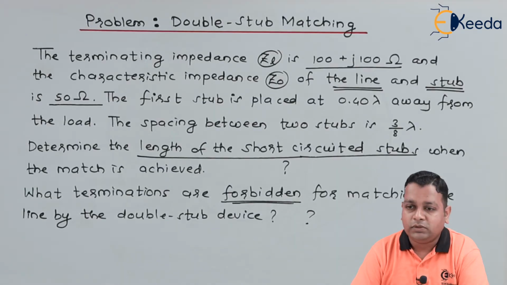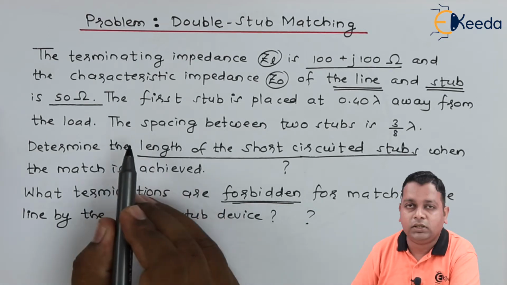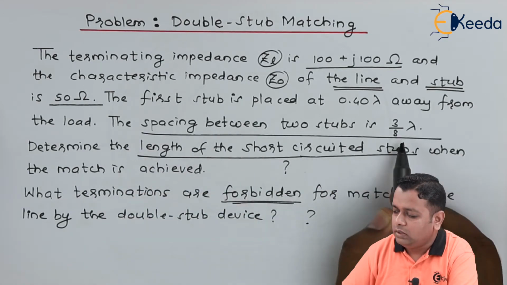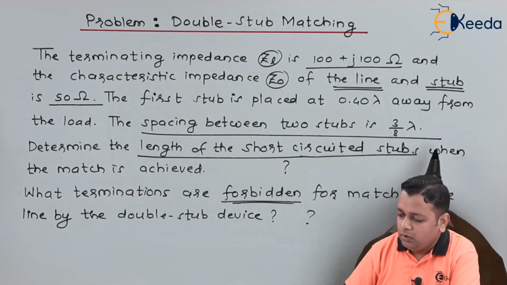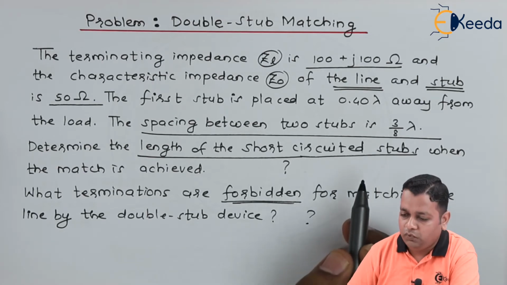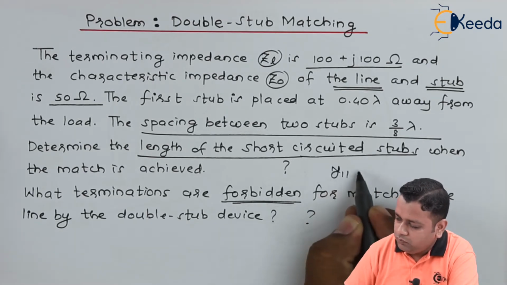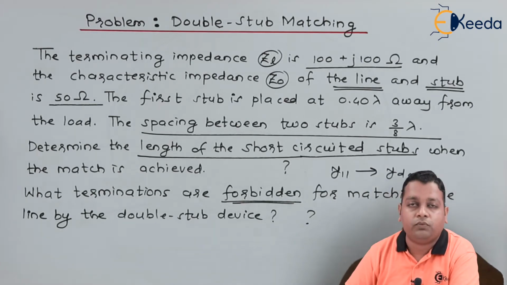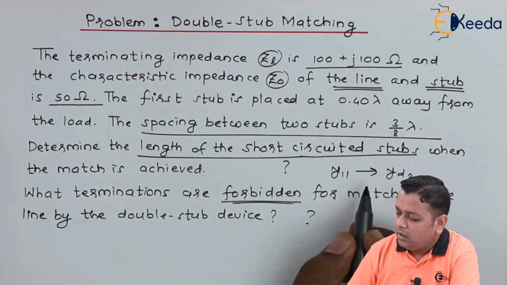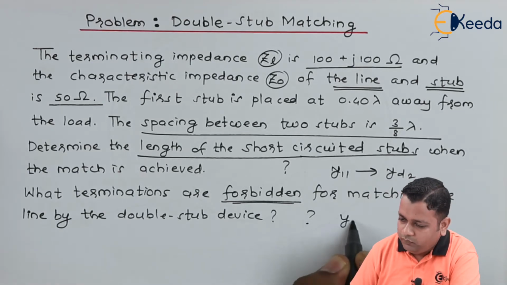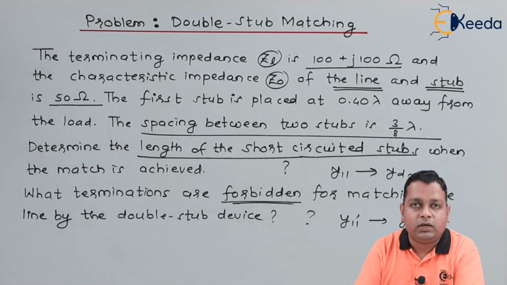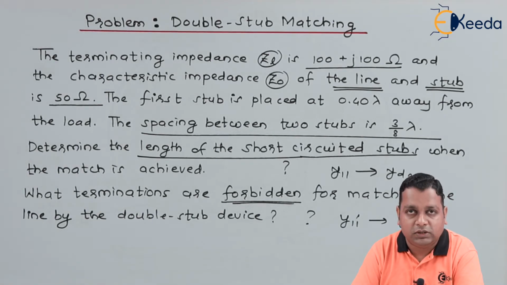Now getting back to the problem statement, we have been told that the spacing between the two stubs is 3/8 of the lambda. So onto the Smith chart we shall be moving from y11 position, proceeding to obtain yd2, the position of the second stub. Also the value of y11 dash will provide us the value of yd2 dash. So let us have these values determined onto the Smith chart.